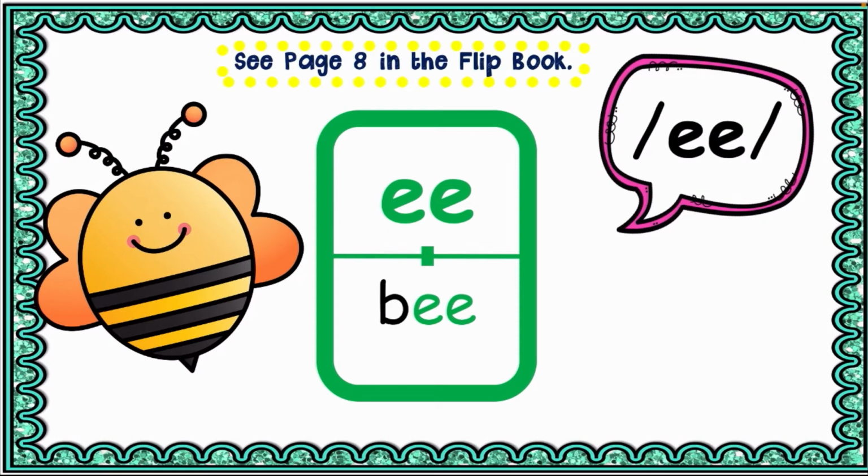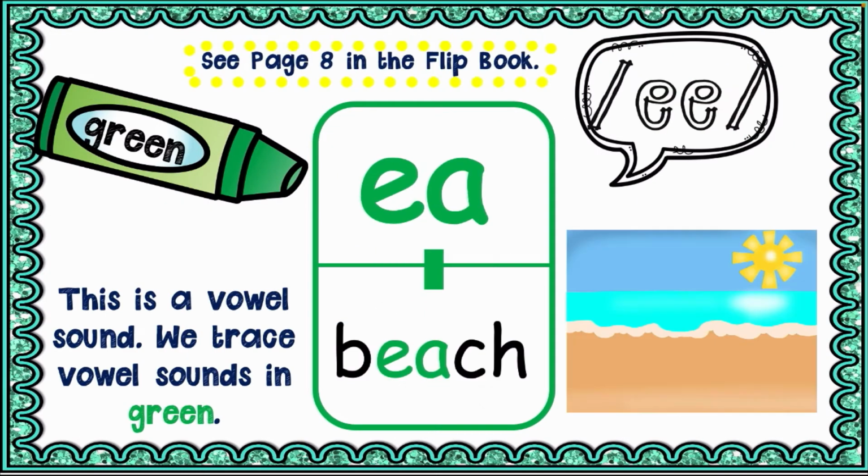This is the E sound. The E sound has two E's, right? The E sound has one E. So this is the E sound as in speed, flee. Now we have the E sound again that is spelled E-A as in beach. You can say I am going to the beach to have some fun.